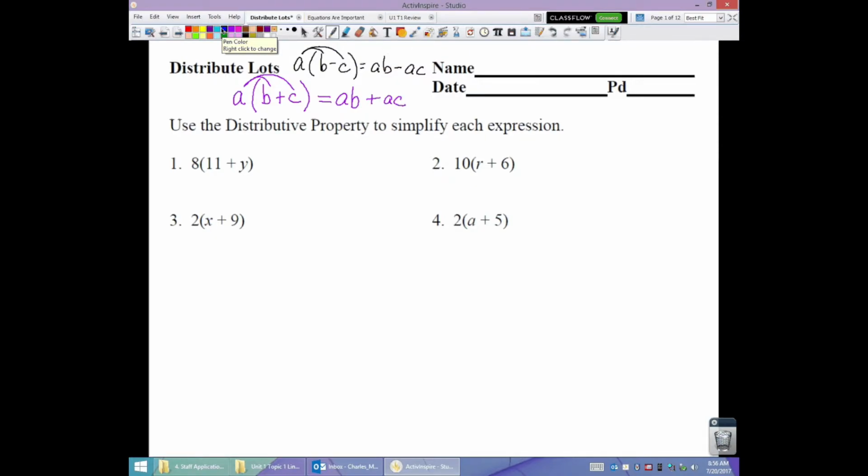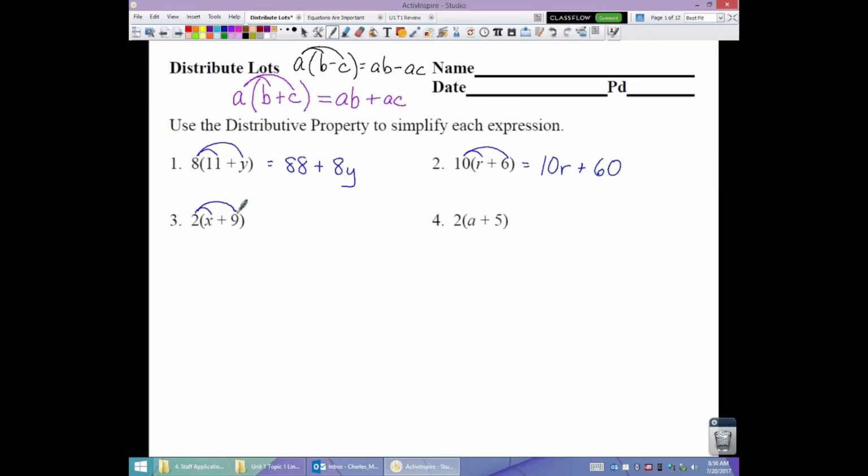these questions. So 8 times 11 would be 88, and 8 times y is positive 8y. This cannot be simplified any further because 88 and 8y are not like terms. 10 times r and 10 times 6 would give me 10r plus 60. Again, not like terms, can't be simplified any further.